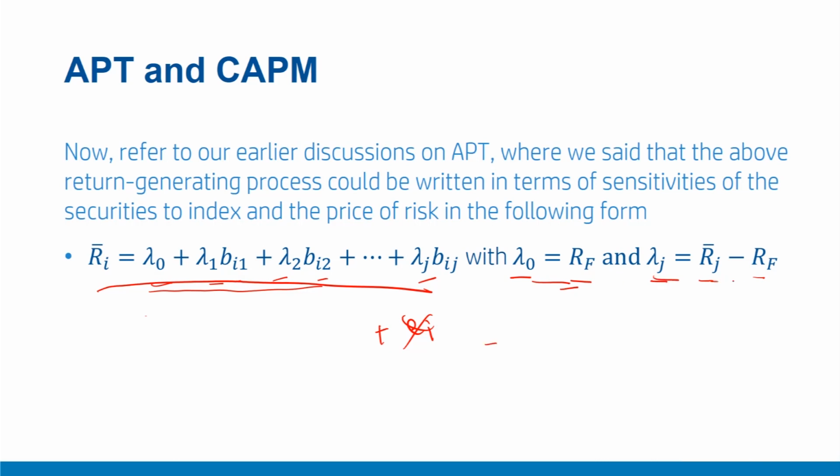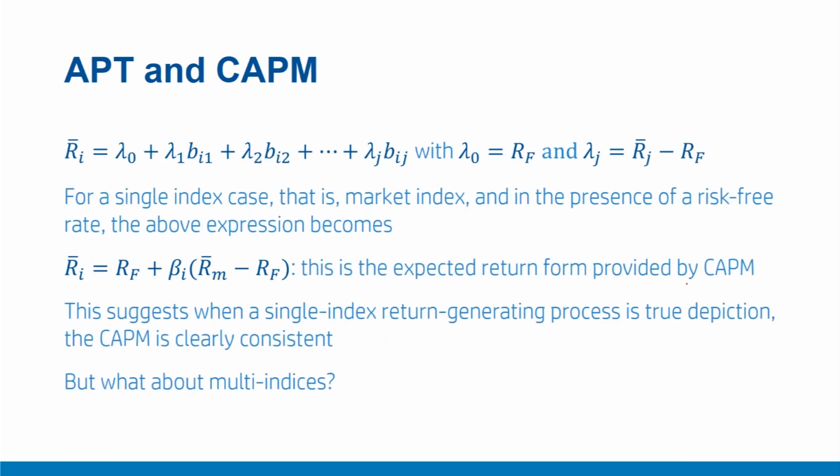Now, lambda j here is the risk premium with respect to index j. If there is only one single index available and the risk-free rate RF is also available, where the single index is the market index, we can derive the APT expression as follows. Here Ri bar equal to Rf plus beta i times Rm bar minus Rf, where Rj bar becomes Rm bar, where Rm bar is the return on market. This is the equation for expected return as per the APT model, which is also similar to that provided by CAPM.